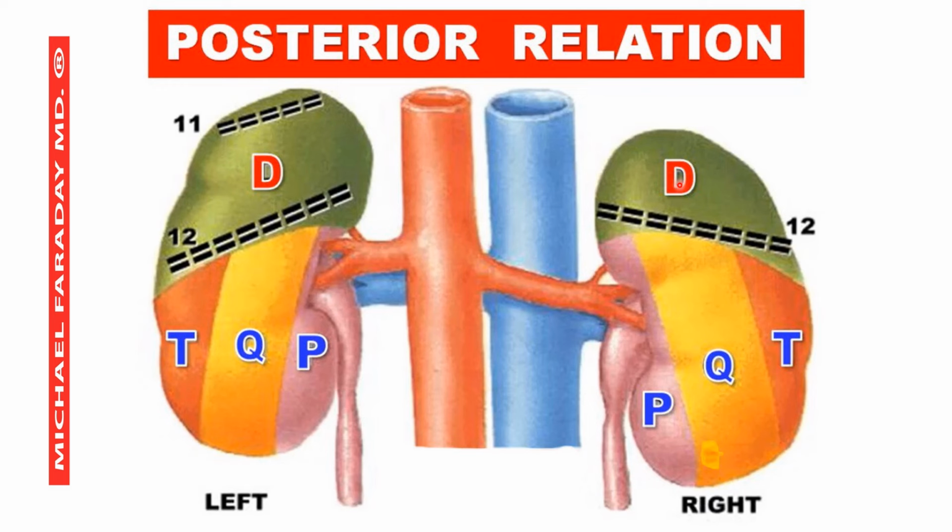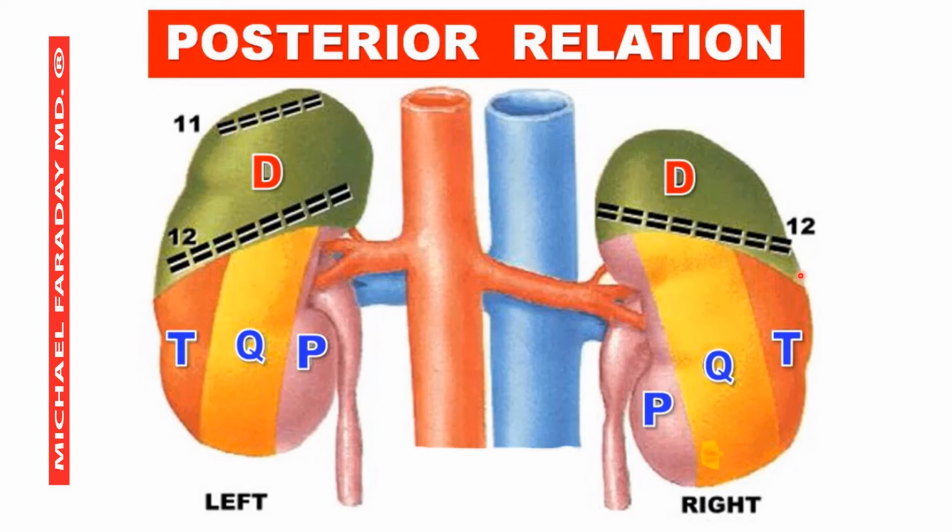And you see, because the right kidney is slightly lower than the left kidney, the diaphragm separates the kidney from the last rib, which is the 12th rib. When you come to the left side, because the left kidney is slightly higher than the right, the diaphragm separates the kidney from the 11th rib and then the 12th rib.